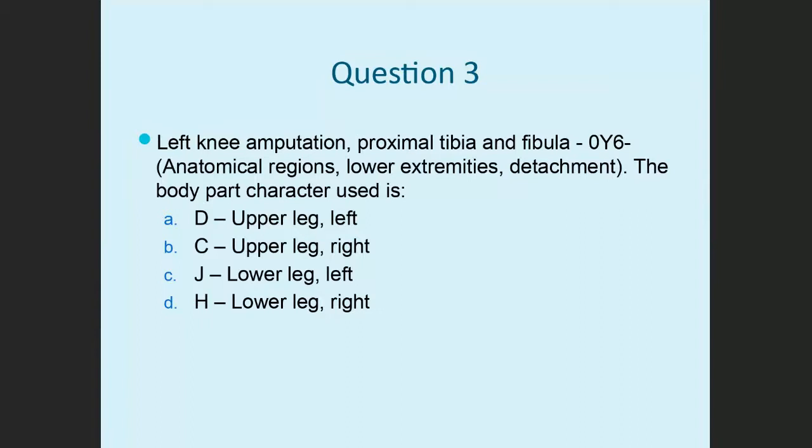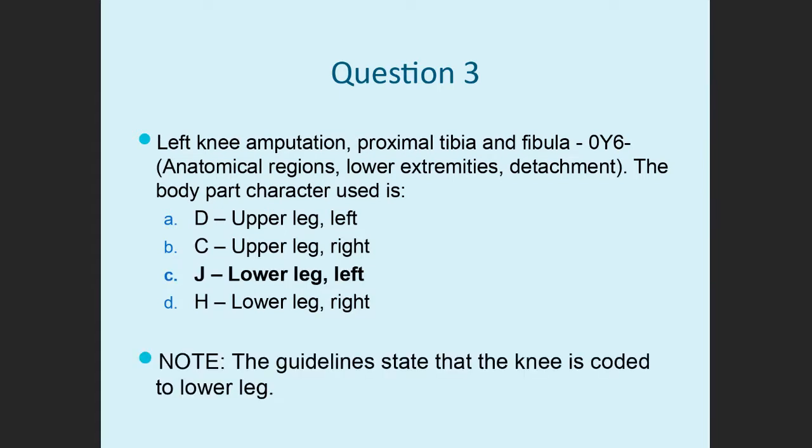The body part character will be D, upper leg left, C, upper leg right, J, lower leg left, H, lower leg right. The guidelines state the knee is coded to the lower leg, and it says it's the left, so therefore the answer is J.